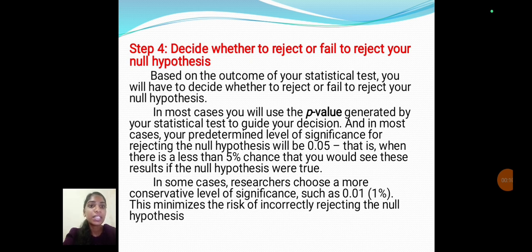That is, when there is a less than 5% chance that you would see these results if the null hypothesis were true. In some cases, researchers choose a more conservative level of significance such as 0.01, 1%. This minimizes the risk of incorrectly rejecting the null hypothesis.